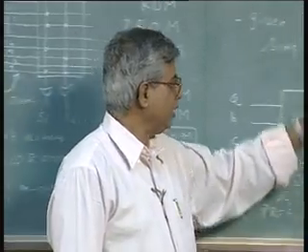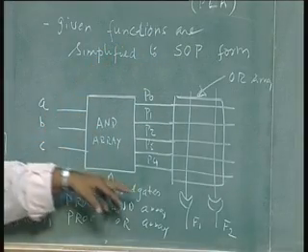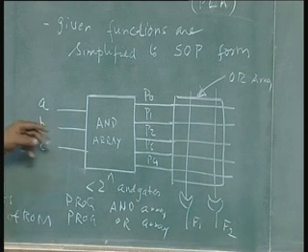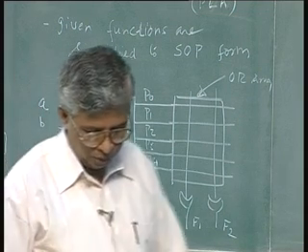So, if I can simplify my output functions F1 and F2 using the inputs ABC in such a way that I have as many common terms as possible, then I can make an efficient implementation of F1 and F2. We will see an example in this case. I am not going to do the Karnaugh map because, as I said, this is something which you must have learned in my previous course.